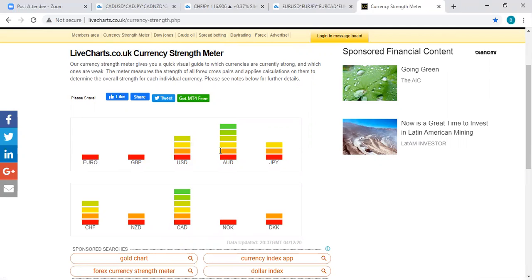USD is strong. The two strongest currencies are AUD and CAD. So that means if I combine Euro and CAD, it's going to be a beautiful sell. Euro CAD, beautiful sell. If I say GBP CAD, beautiful sell. Why will it be a beautiful sell? Because CAD, which is the quote currency, is stronger than GBP or Euro, which usually act as base currency.